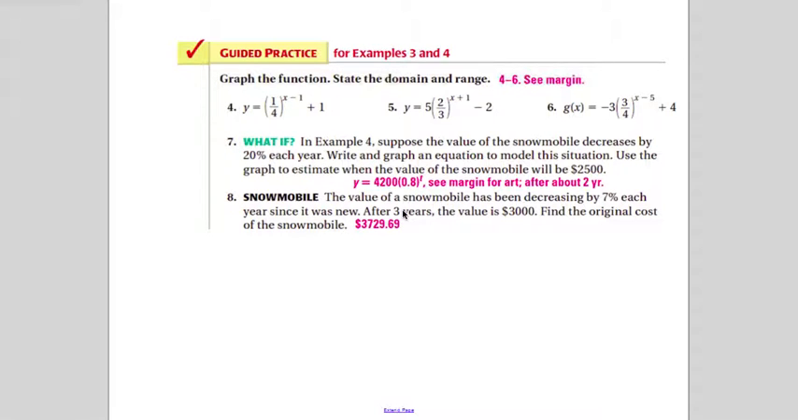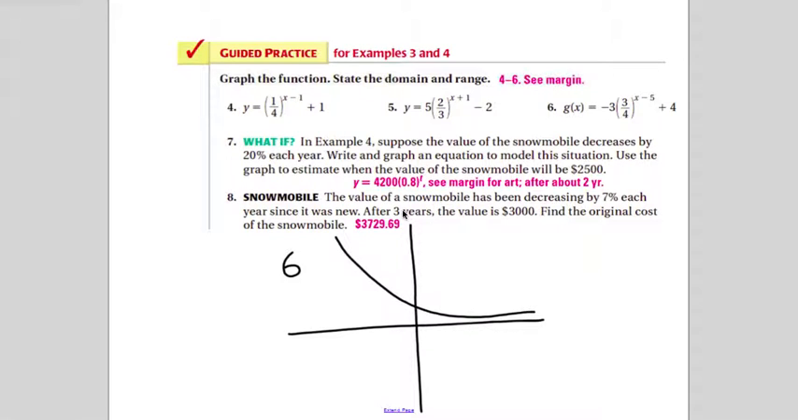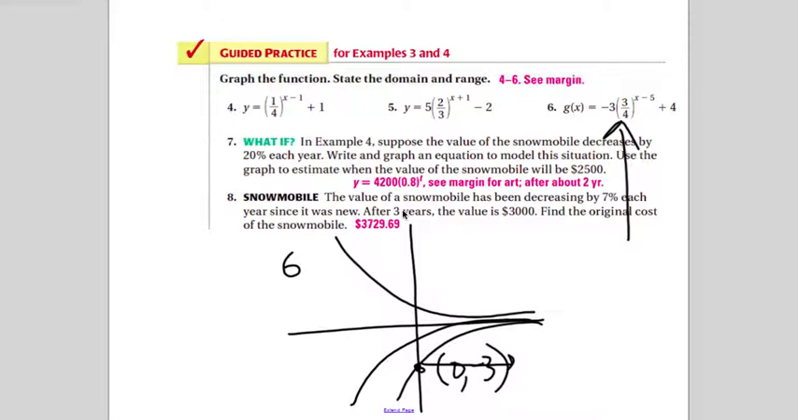So here's number 6. We first begin with the parent function, which is still exponential decay, because b is less than 1. And then you do the horizontal flip because it's negative. Horizontal shift because it's 3. So this point right now is 0, -3. I'm going to move it 5 points to the right, 4 points up to this point right here, which is 4. Sorry, that's not a 4. That's a 5, 1 is my point.